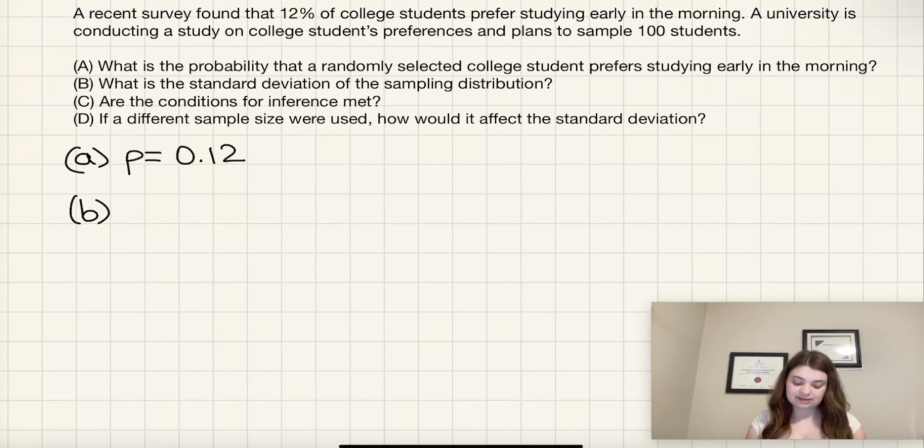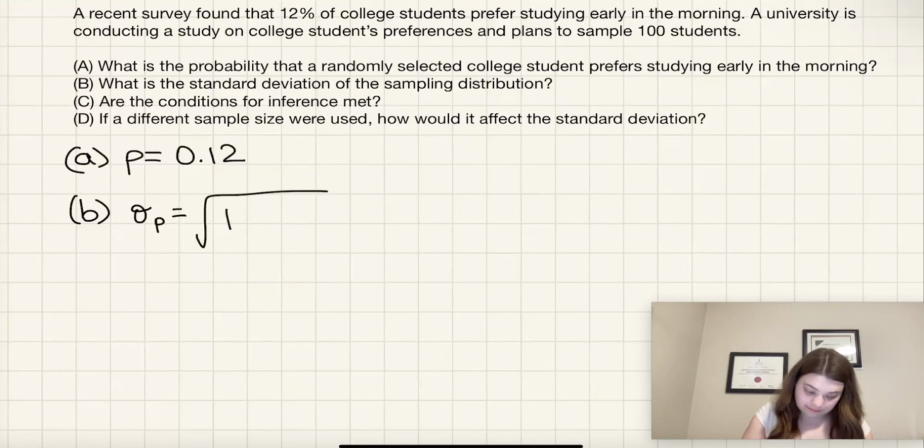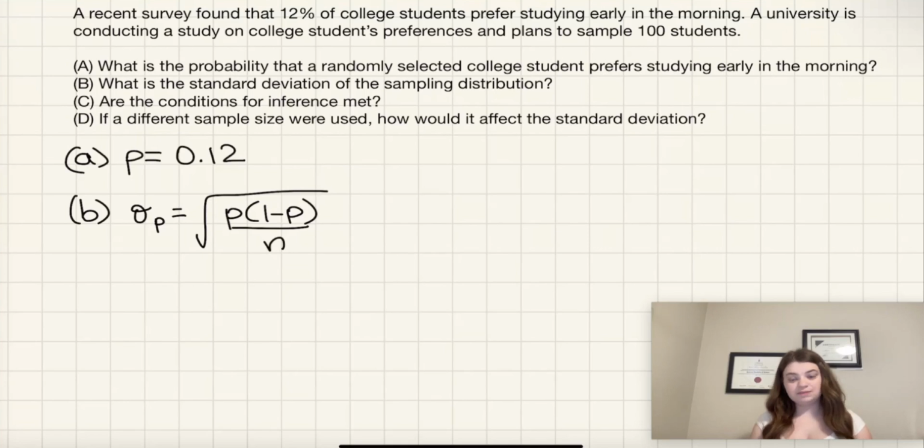Part B asks what the standard deviation is of the sampling distribution. So, in general, the equation we want to use for this is going to be the square root of p times 1 minus p over n, right? Because essentially, standard deviation wants to measure the spread of this data, right? How many standard deviations are we away from the mean in order for however many students to be included in that group?